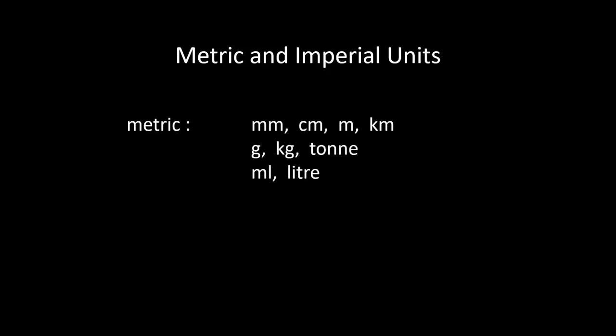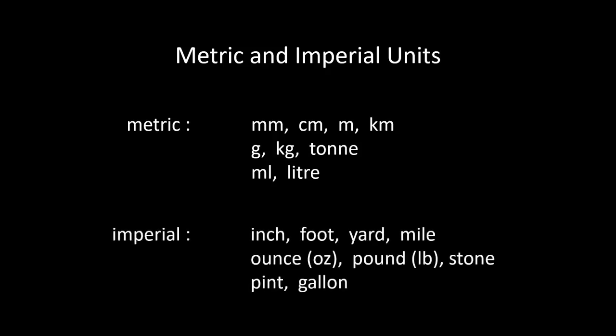In this one we're going to have a look at metric and imperial units and conversions. First of all, what are metric units, what are imperial units? Well, here's some metric units: millimeters, centimeters, meters, kilometers for distance. Then we've got grams, kilograms and tons, and then we've got milliliters and liters. Now the imperial measurements you've probably come across are inch, foot, yard and mile. Then we've got the ounce, which has the abbreviation OZ, pound, LB and stone, and then pint and gallon. And we're going to look at how we can convert some of those. So let's have a look.